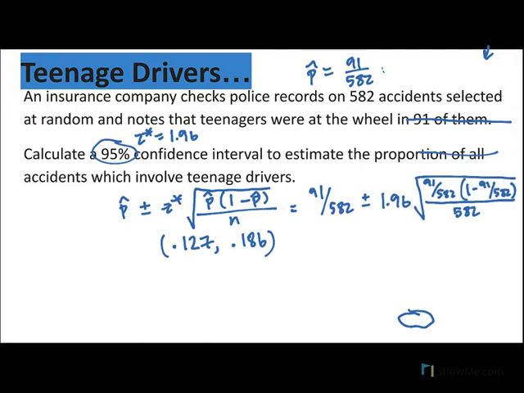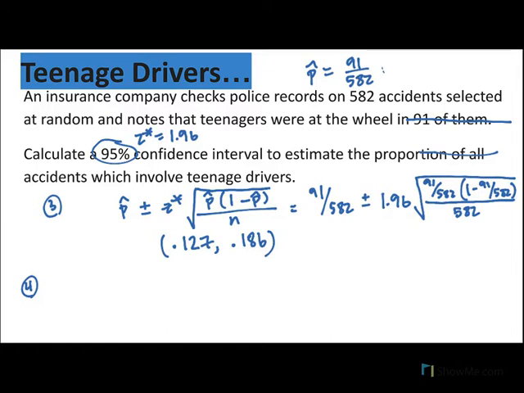So now the last step, that was the third step, is to actually calculate the interval. And then our last step is to actually interpret the interval. So when we interpret the interval, we're explaining what those two numbers tell us in the context of what we were asked to find out. We were asked to calculate the interval to estimate the proportion of all accidents that involve teens. And now we have an estimate for that, and we want to make sure and explain it.